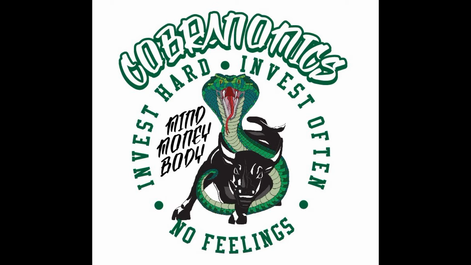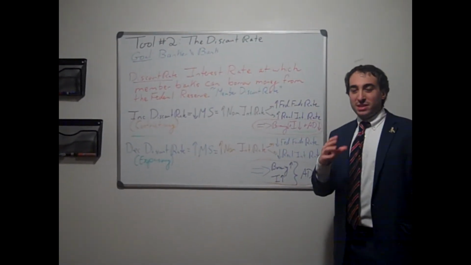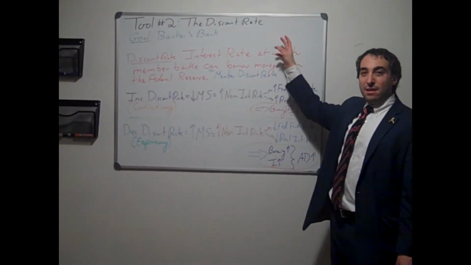The time has come for the Cobra to rise up and reveal himself. Let's take a look at monetary policy, tool number 2, the discount rate.